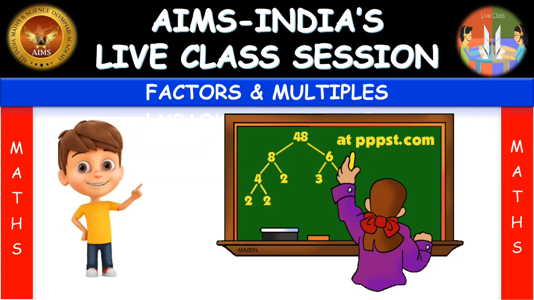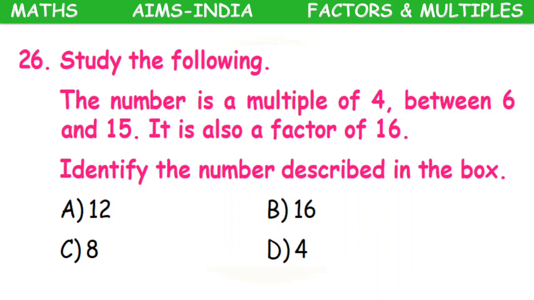So in today's class we'll be continuing multiple choice questions from the chapter Factors and Multiples. Yes, coming to the first question for today, study the following. The number is a multiple of 4 between 6 and 12. It is also a factor of 16. Identify the number described in the box.